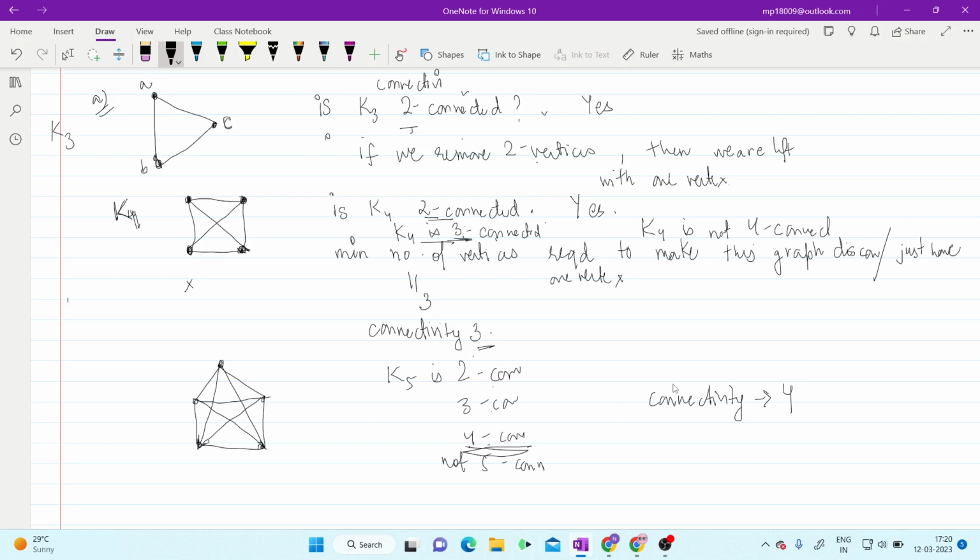In K4 it is 3 connected as well as connectivity is 3, because 3 is the largest K for which it is K connected. But K5 is 3 connected, and K5 is also 4 connected. So the largest K for which K5 is K connected is 4. Therefore connectivity is 4. Okay, is it fine?